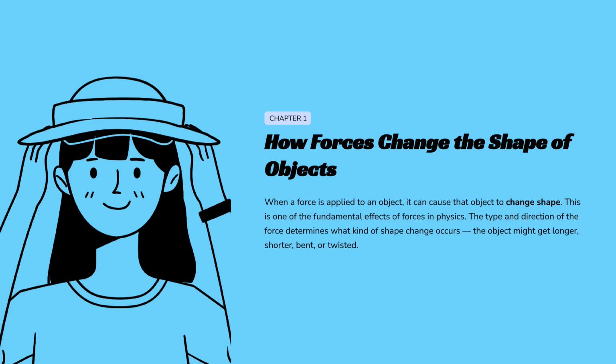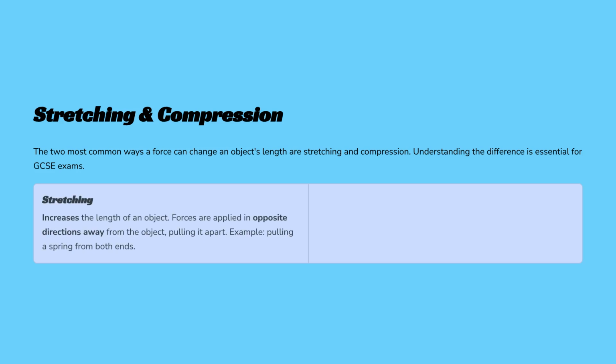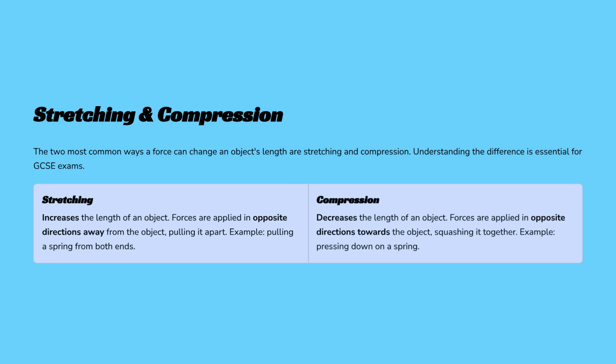Chapter 1. How forces change the shape of objects. When a force acts on an object, it can cause it to change shape. Depending on the direction and type of force, an object might stretch, compress, bend, or twist. Stretching increases an object's length by pulling it apart from opposite ends. Conversely, compression decreases length by pushing forces towards the object, effectively squashing it.